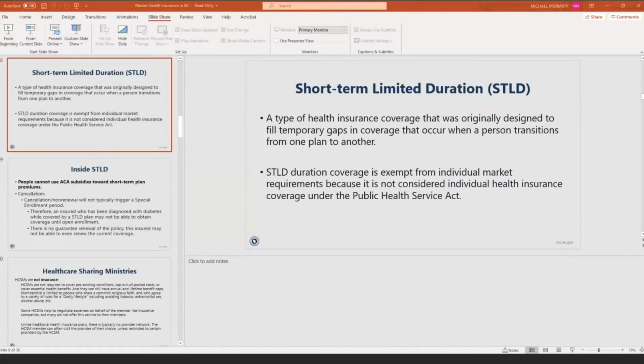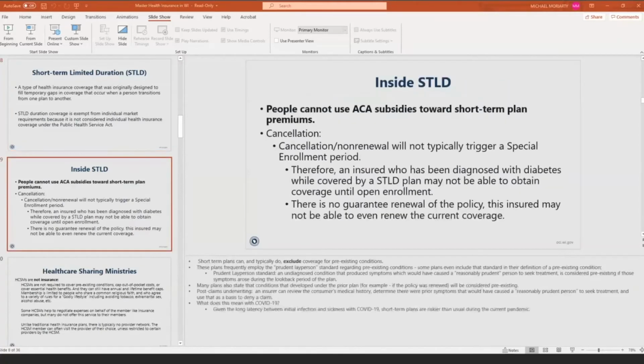Digging a little deeper on the next slide, inside short-term limited duration plans. One key point about these is that people cannot use ACA subsidies toward short-term plan premiums. Short-term plans can, and they typically do, exclude coverage for pre-existing conditions. So what the plans do is they employ a prudent layperson standard regarding pre-existing conditions, and some plans even include that standard within their definition of the pre-existing condition.